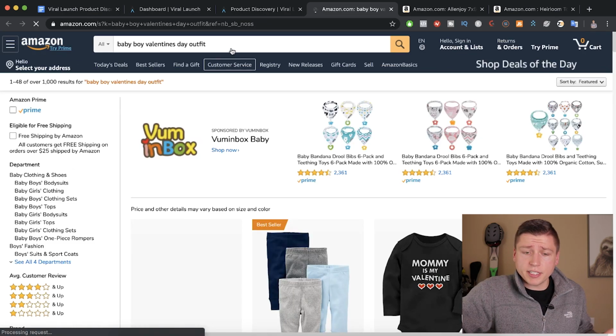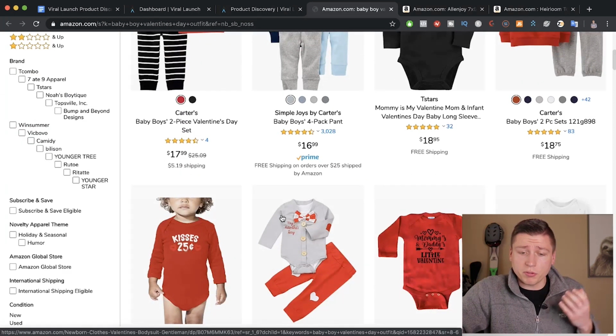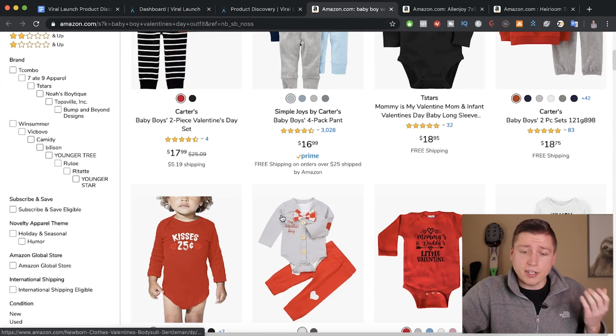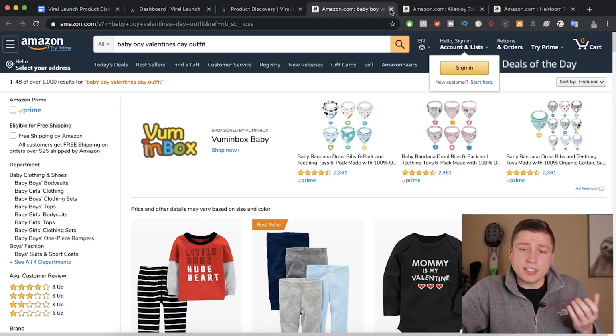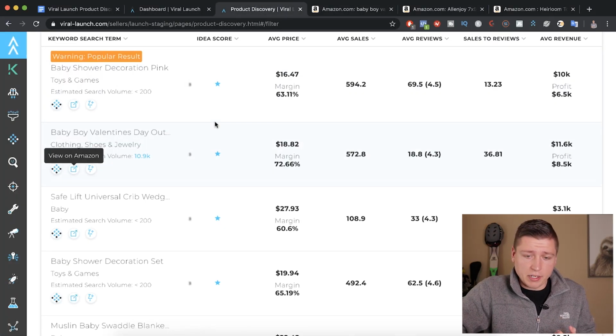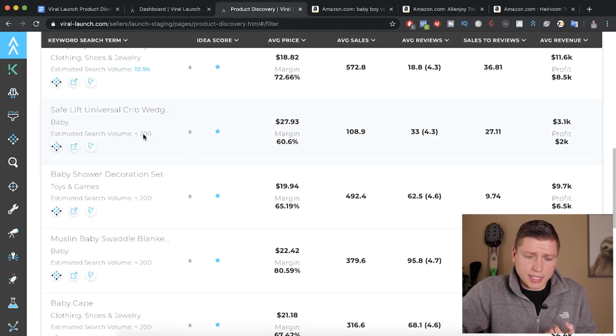And this is a Valentine's Day outfit, right? So this is something I would only want to sell during Valentine's Day, and it's really not year-round, so I don't really care about that. So we're seeing a lot of less than 200.